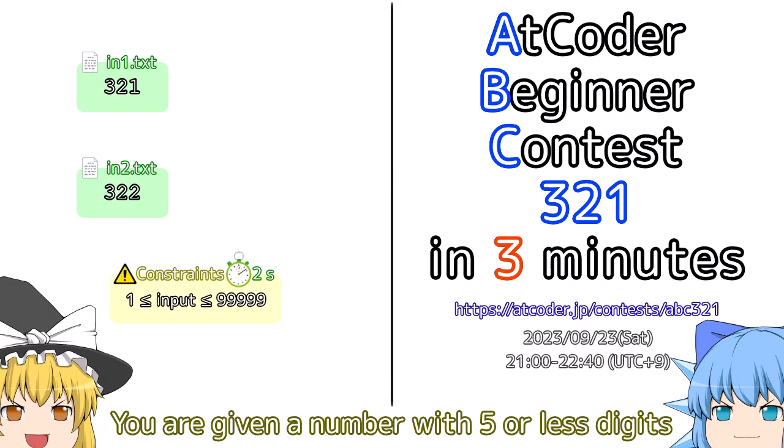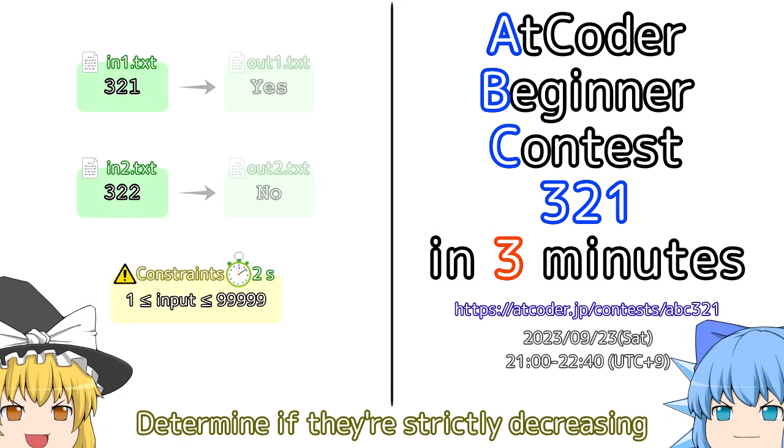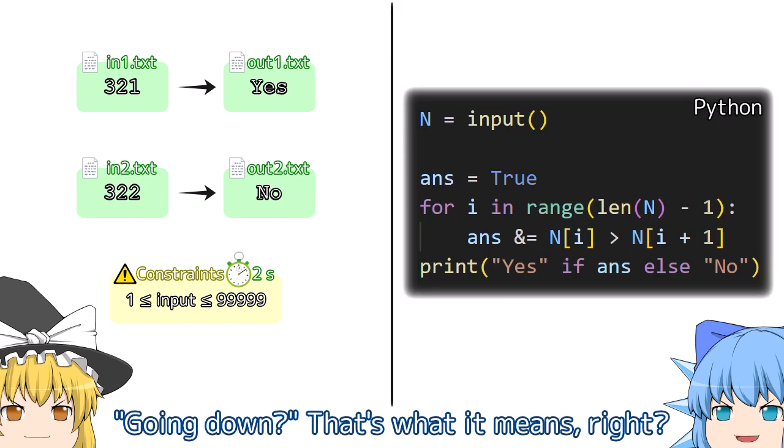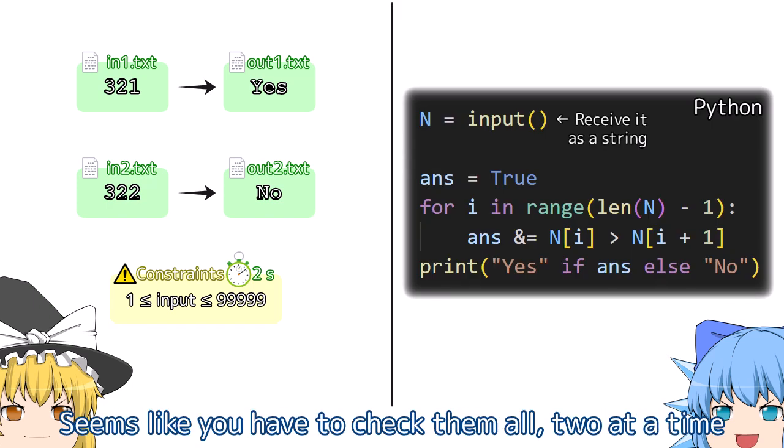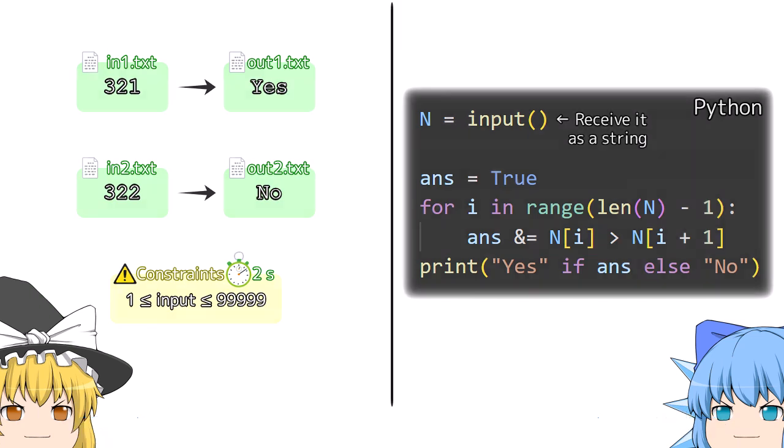Problem A. You were given a number with 5 or fewer digits. Determine if they're strictly decreasing. Going down? That's what it means, right? Seems like you have to check them all, 2 at a time.